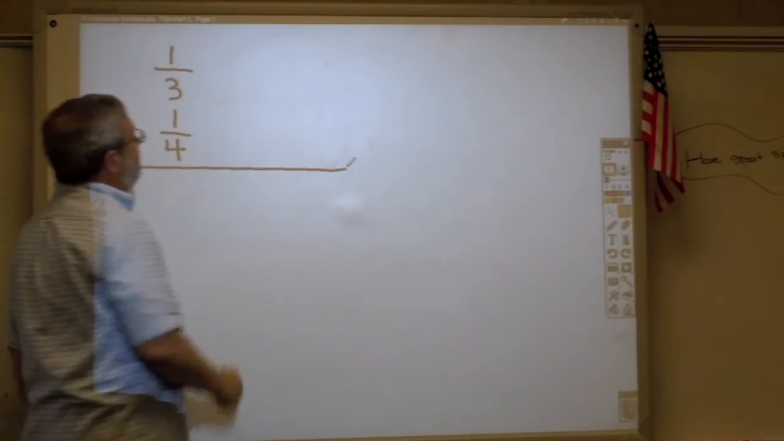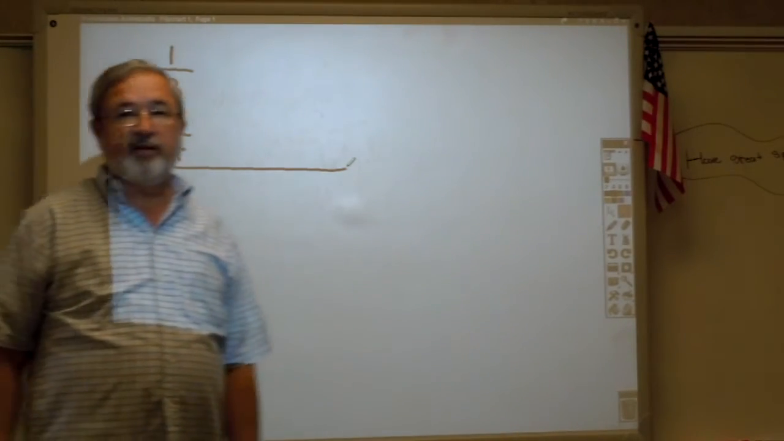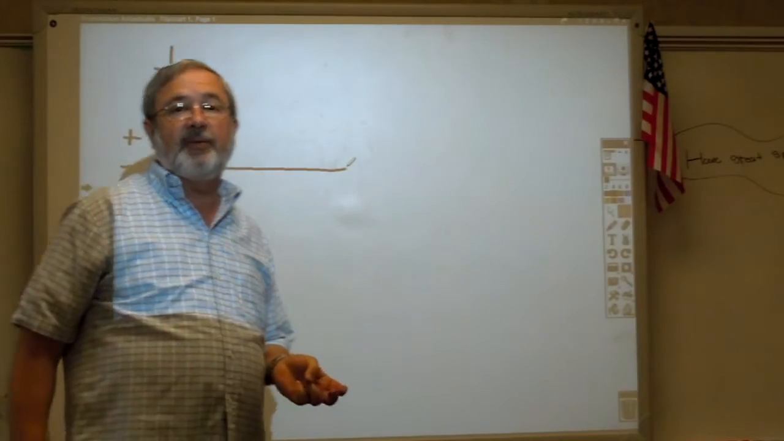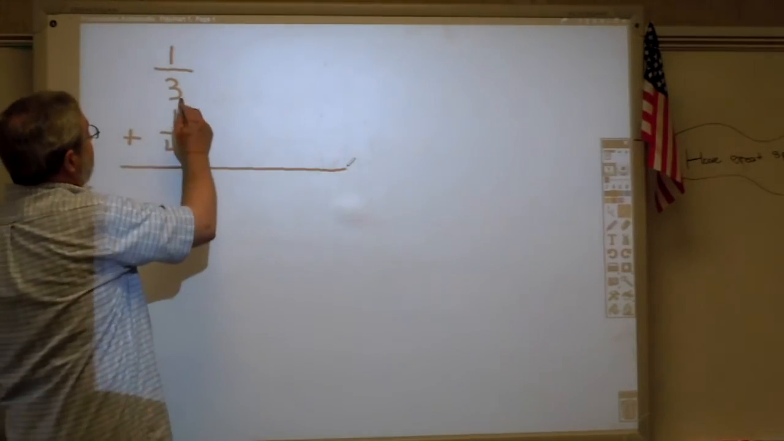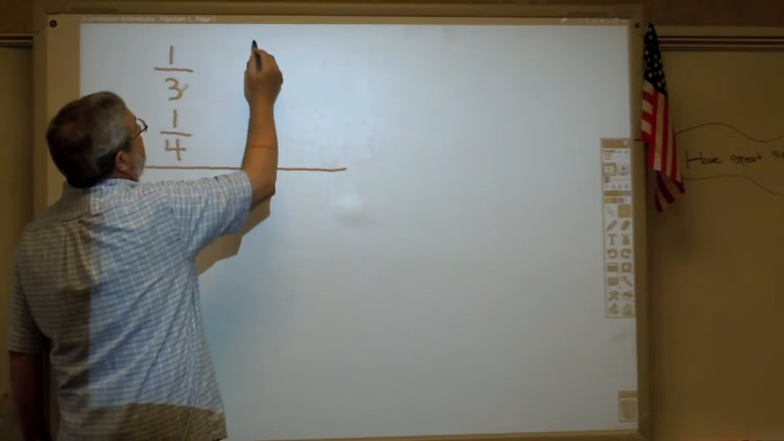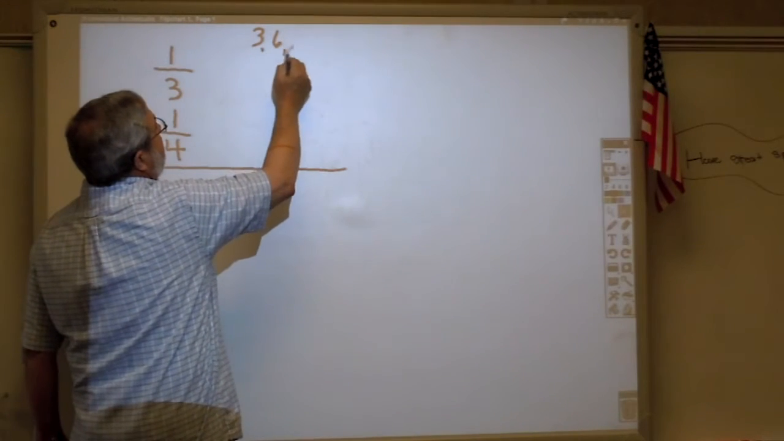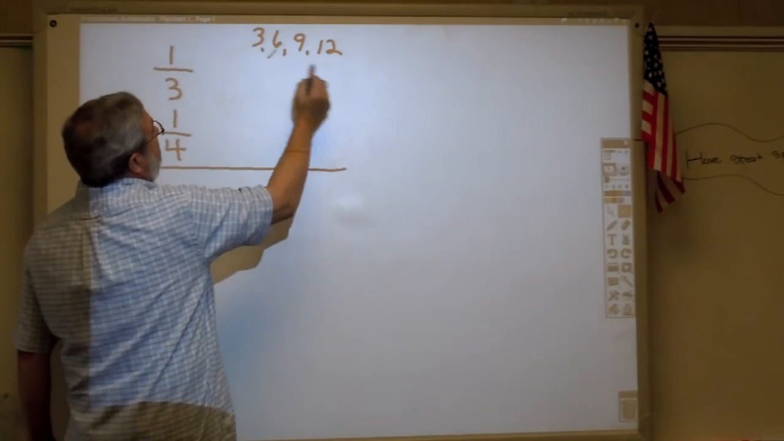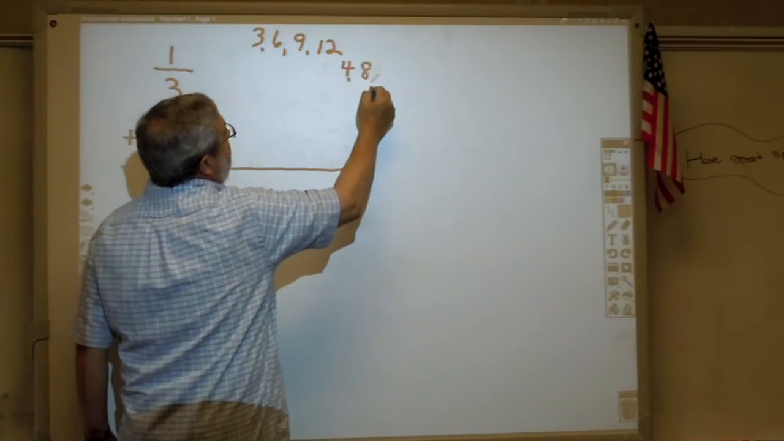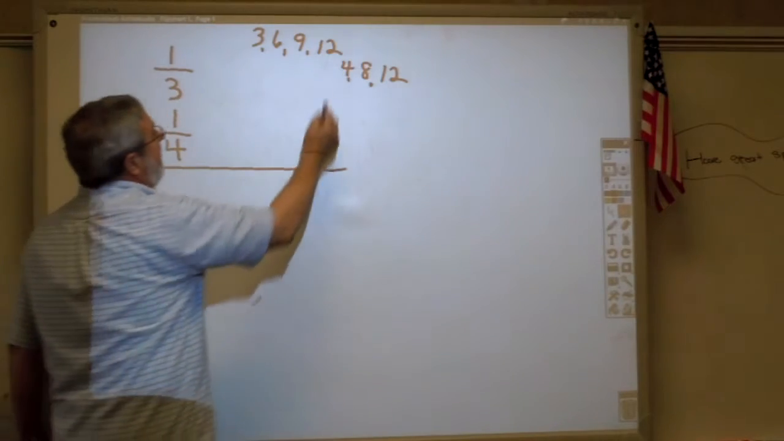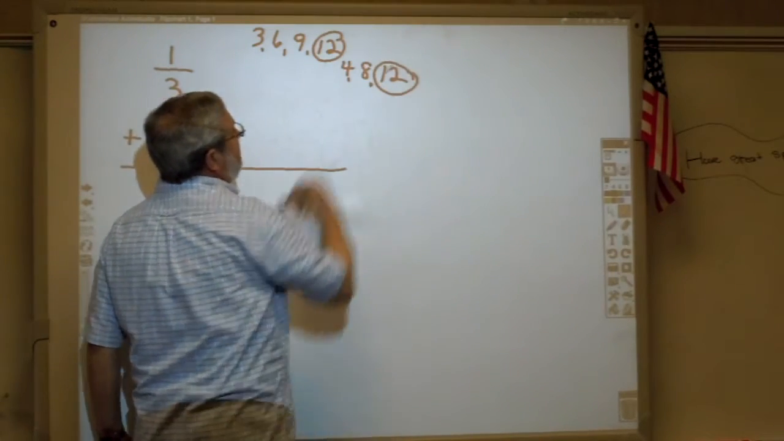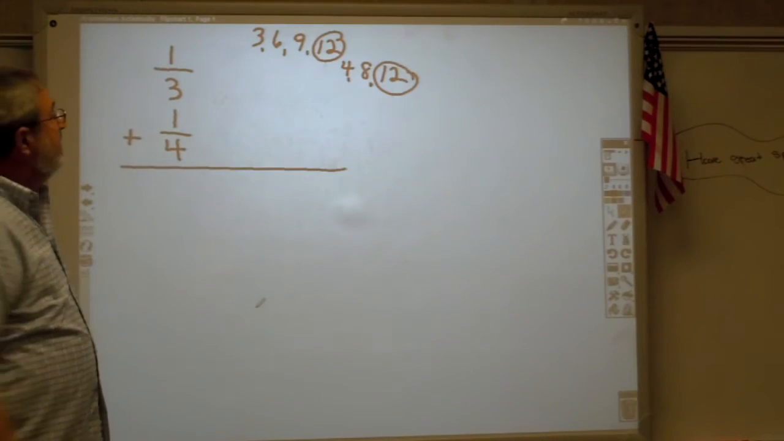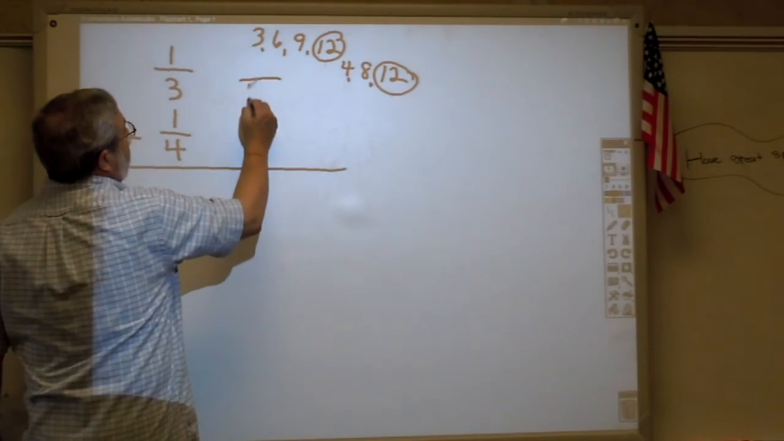Alright, here's our next one. This is 1/3 plus 1/4. Again, two different denominators, cannot do that. I must find a common denominator. So if I take my denominator of 3, 3, 6, 9, and 12, and this denominator of 4, 8, and 12, then I find that my LCM is going to be 12. That means I need to change both of these into something over 12.